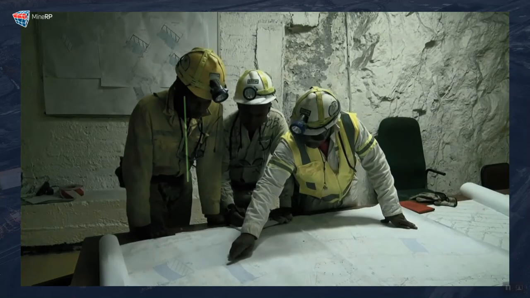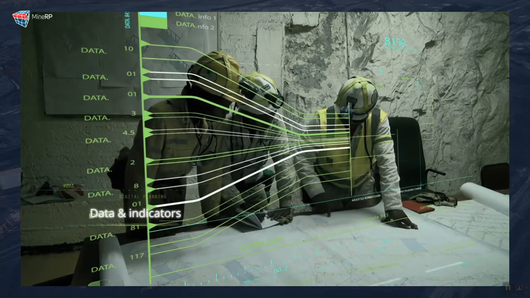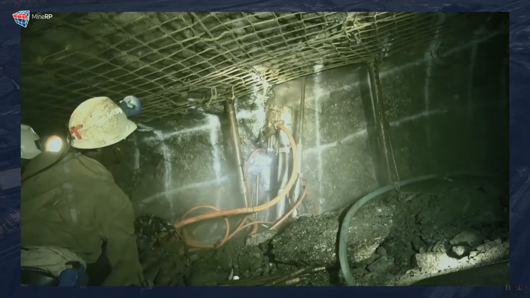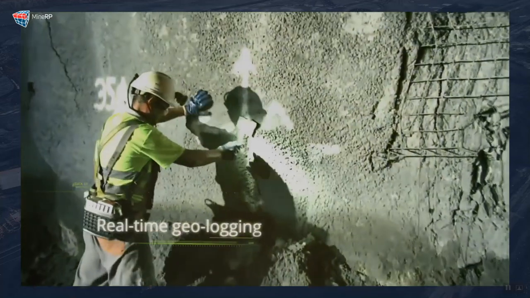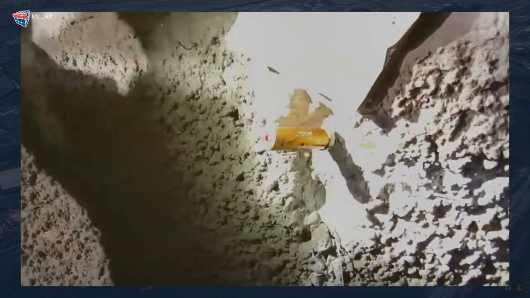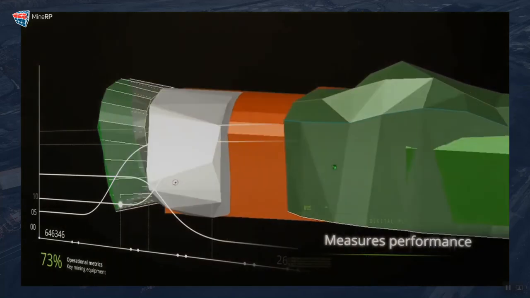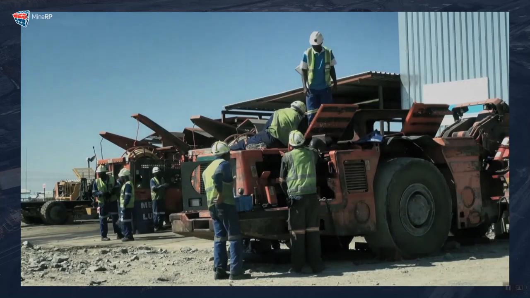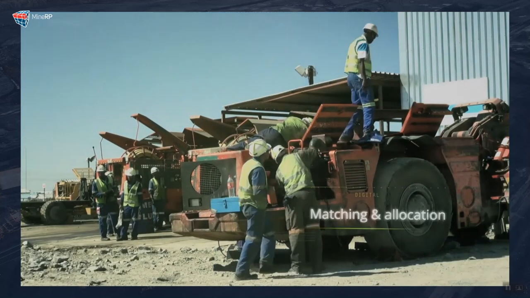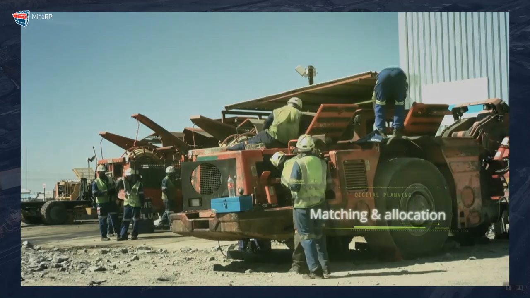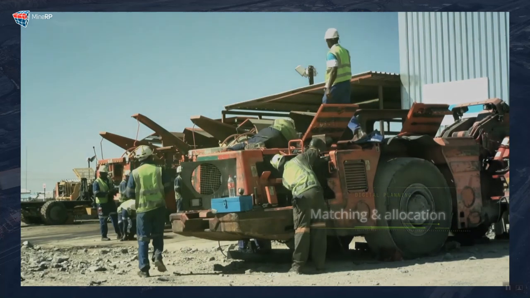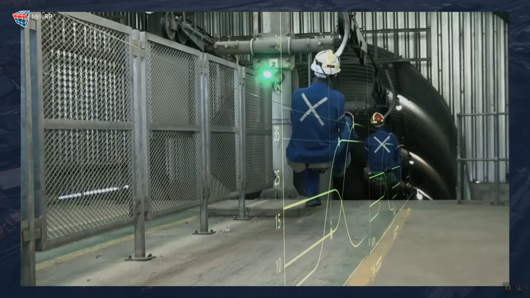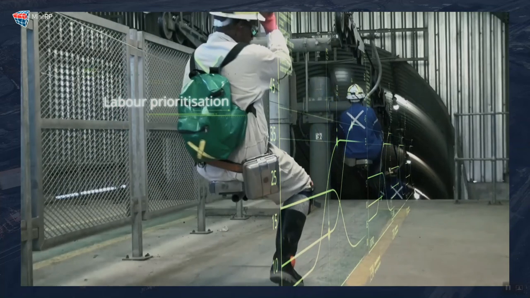This is achieved through the processing and integration of data and indicators across multiple platforms, such as compliance tracking of the execution of the mine plan through real-time geologging, integrated with demand and resource planning and management. Digitized and integrated planning measures performance against the plan with improved availability of assets from integrated maintenance scheduling, resulting in the optimal matching and allocation of resources and equipment. Training and induction processes are linked and integrated with scheduling and reporting. This leads to improved demand-based labor prioritization and allocation.